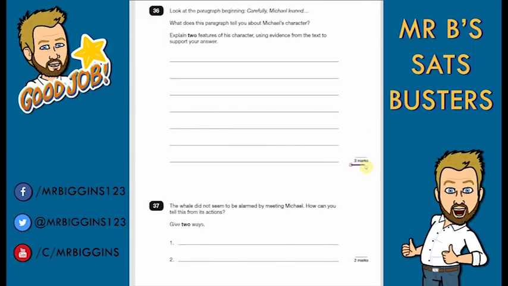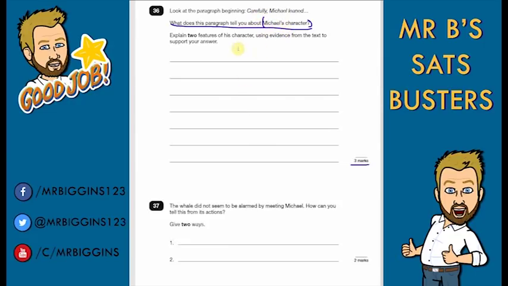Question 36 is another one of our 3 markers, and it says, look at the paragraph beginning, "carefully Michael leaned." So the paragraph we've looked at in the last couple of questions. What does this paragraph tell you about Michael's character? Again, this is what we are answering. Michael's character, that's the main part. What do we know about Michael from what we've seen?